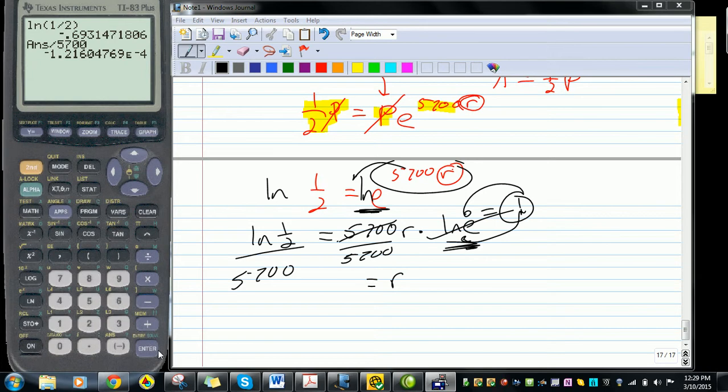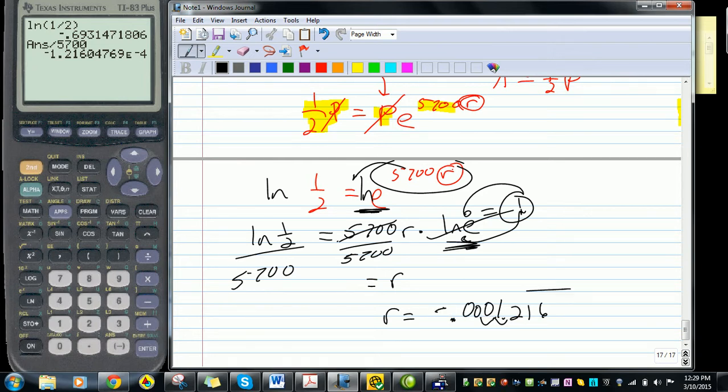Okay? So what I now know is r is, let's see, this number, negative 1.216 times 10 to the negative 4th. So I'm going to move the decimal over 4 spots. Right? So it's going to move 1, 2, that's a 0, 3, another 0, 4. Right? So this is my value of r, my rate of decay, for carbon-14.